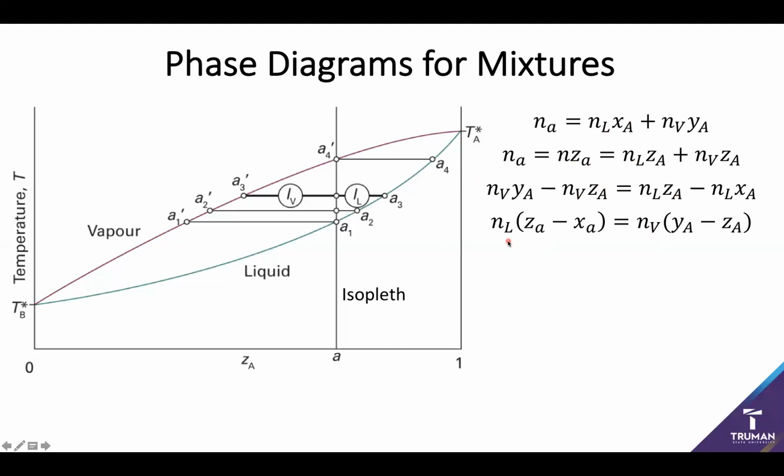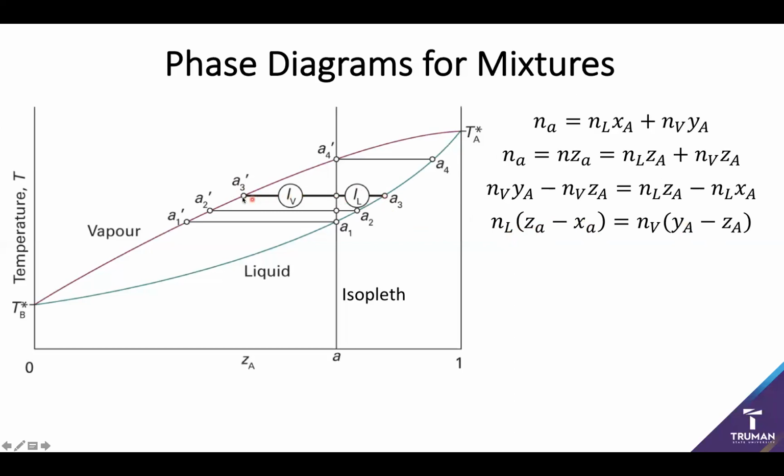And what we end up with is this relationship between the number of moles and the difference in the compositions. So I have the number of moles of the liquid phase times how different the composition of the liquid is from my starting material, and the same thing with the difference in the composition of the vapor from the starting material.